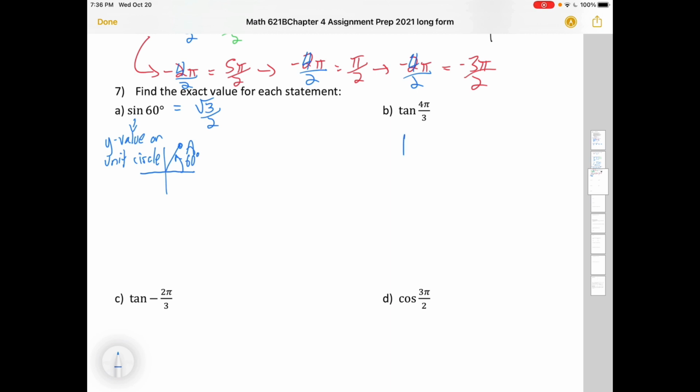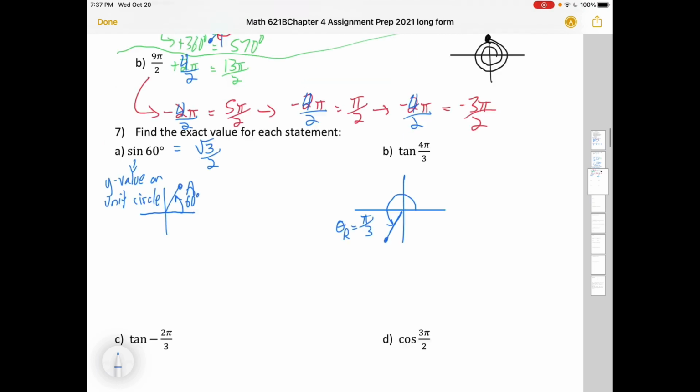So similarly, in the next one, 4 pi over 3. If you want to convert this to degrees and make it 240 degrees, go for it. I'm feeling comfortable with my radians here. And so it looks something like this. It terminates in quadrant 3. Its reference angle is going to be pi over 3. And again, if you do this in degrees, you'll just find that reference angle is 60 degrees. It's the same thing. So now we go to the unit quarter circle.